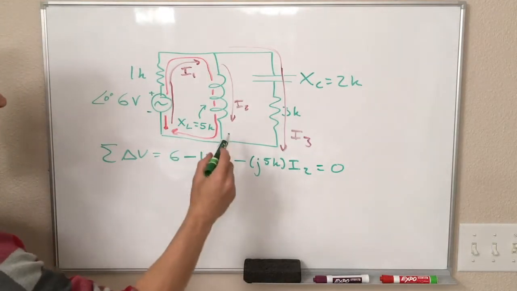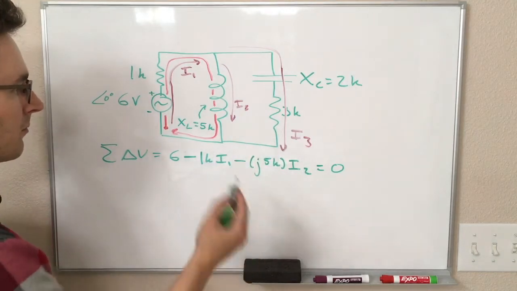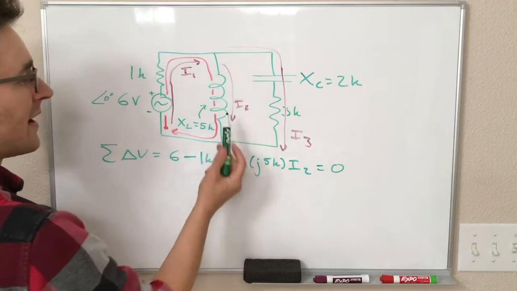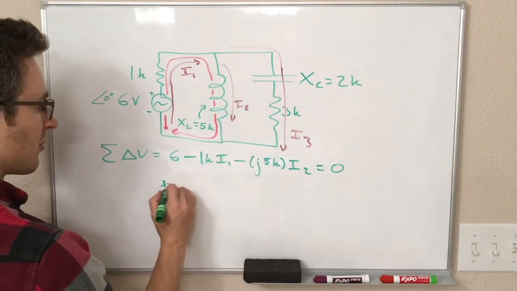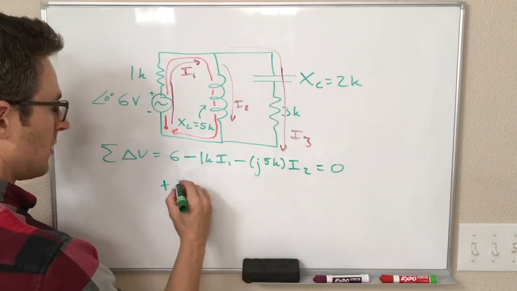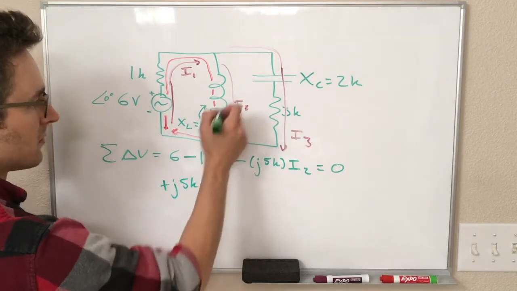All right, let's do another loop. Let's do this loop over here on the right. I'm not going to draw the red line, but we all know what this looks like. So starting down here and going up, now I'm going the opposite direction, I2. So I have something that looks like plus Zi, right? So that's going to be plus j times 5 kilo ohms times I2.